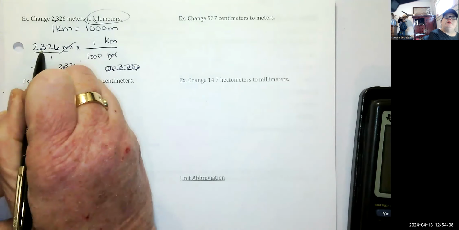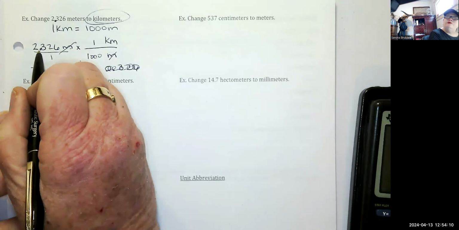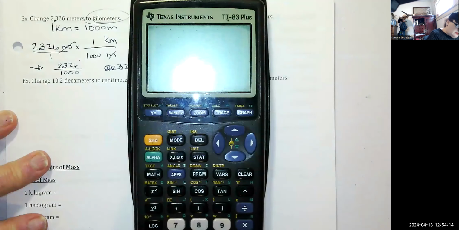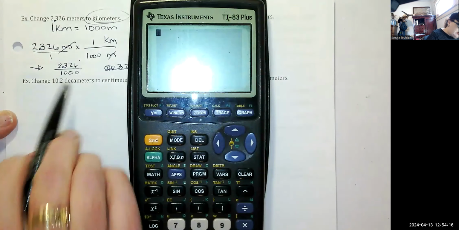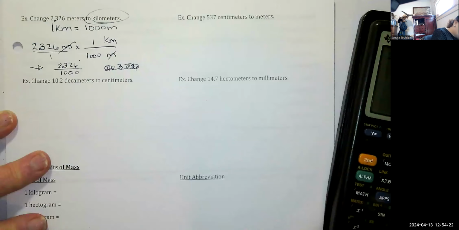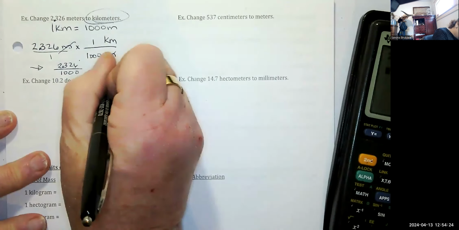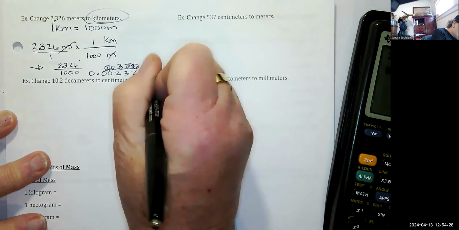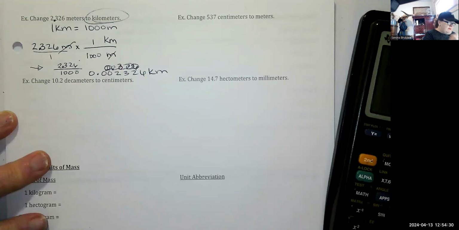If this is our decimal right here and it's not a comma, we have to move to the left 3 spaces. So when we divide that, I know that because there's 3 zeros in our denominator. 2.326 divided by 1,000 is 0.002326. And our answer is kilometers. There we go. Sorry about that.